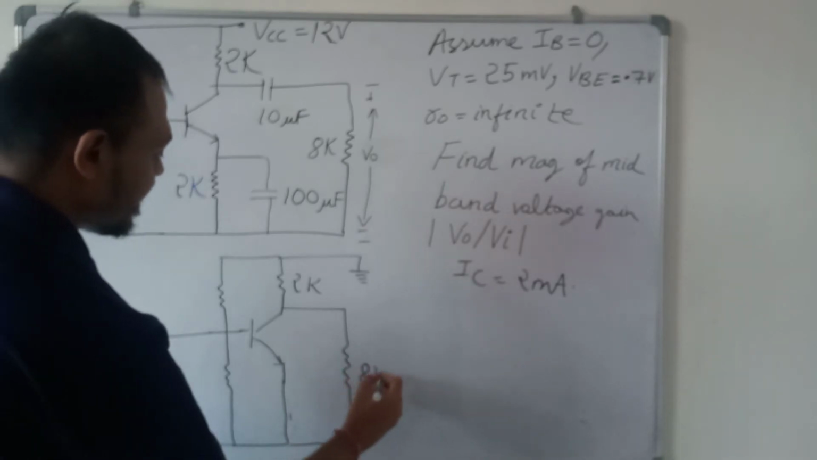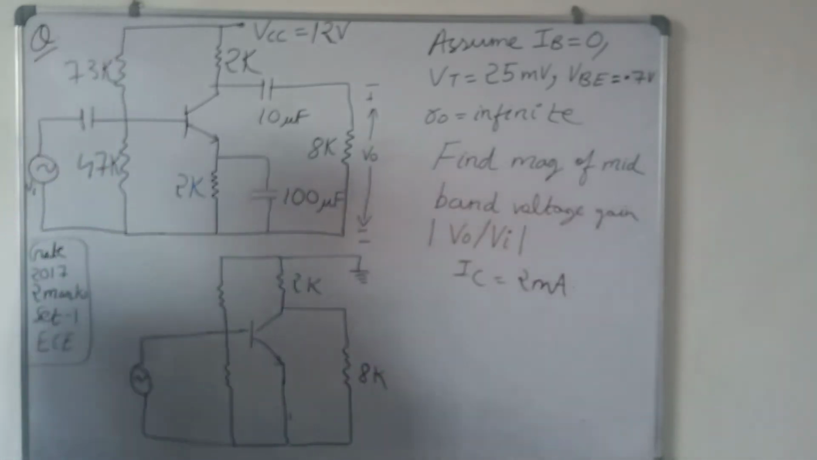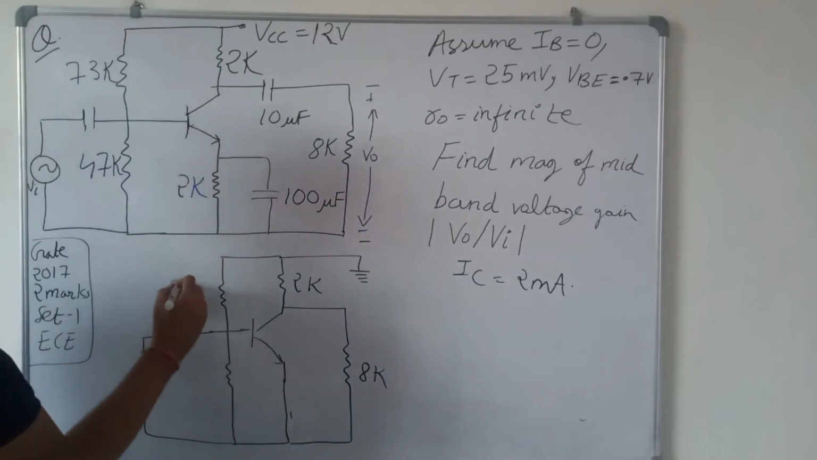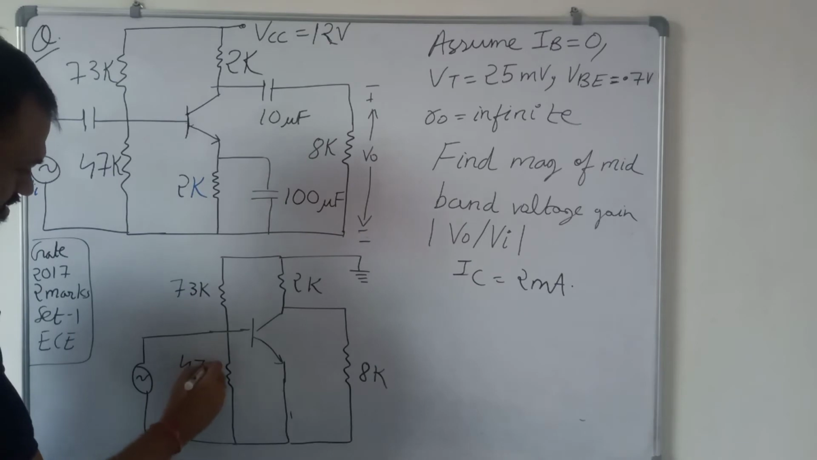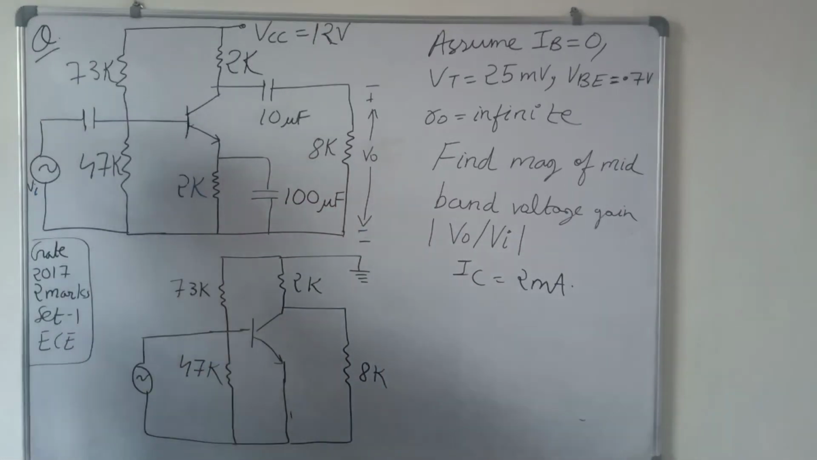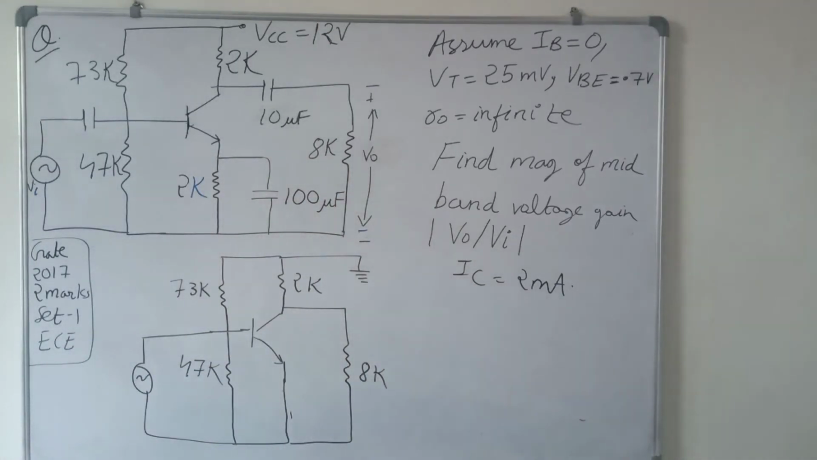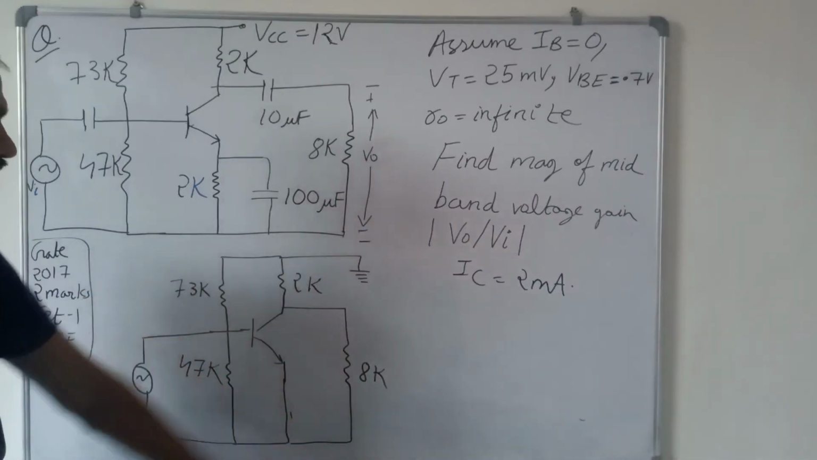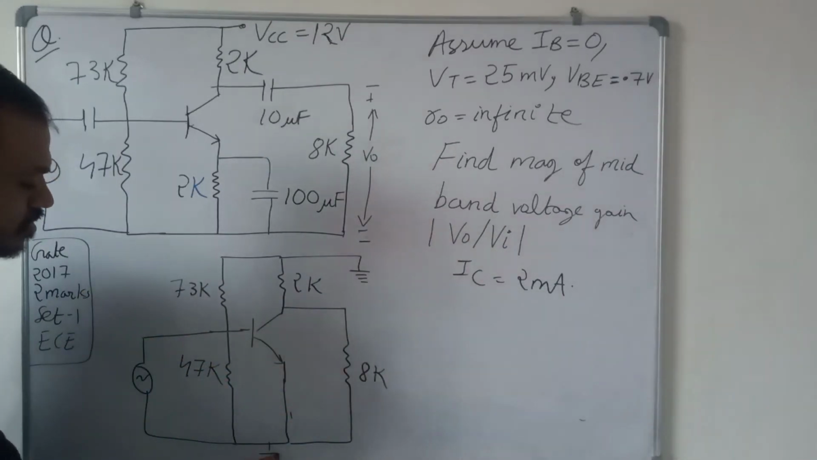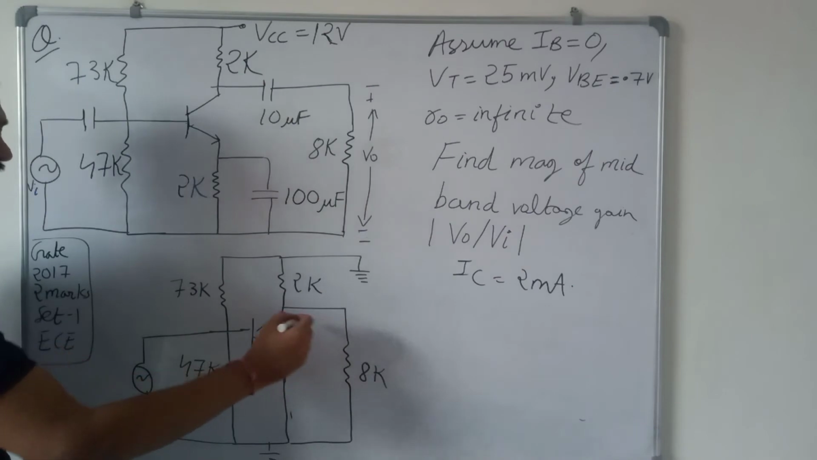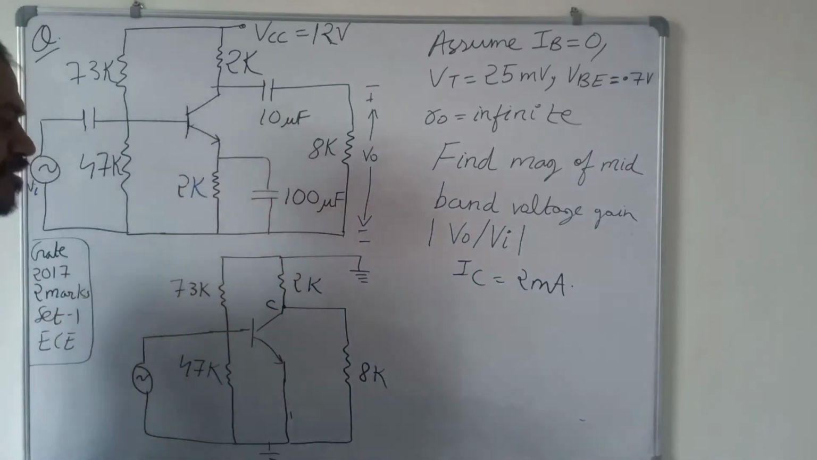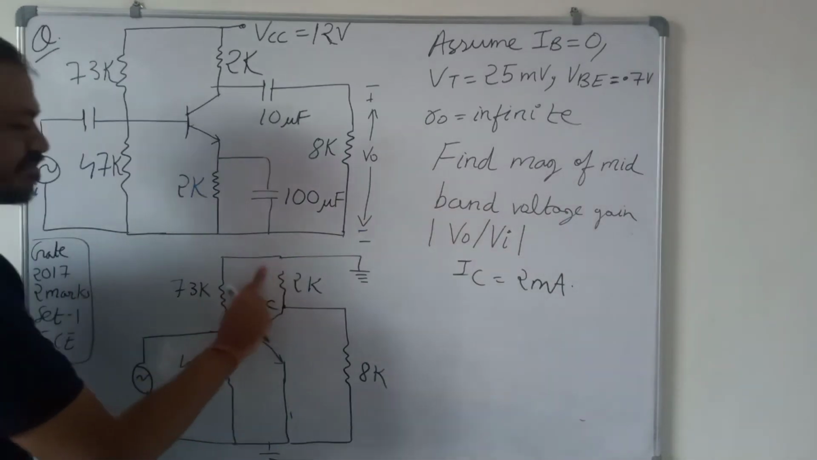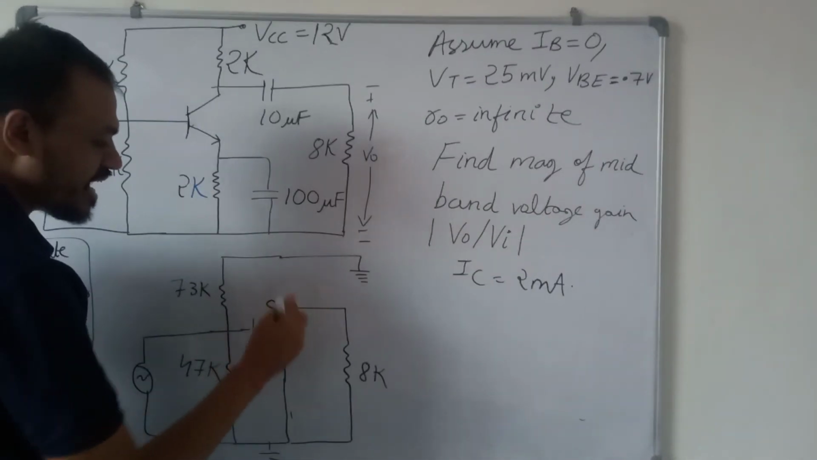And this is the 8K load resistor. This is 73K, this is 47K. Now this resistor is also connected between collector and ground because this hole is ground. This 8K resistor is connected between collector and ground, this is the collector terminal, and this 2K resistor is also connected between collector and ground. So we can simply remove this 2K resistor from here and connect it here.